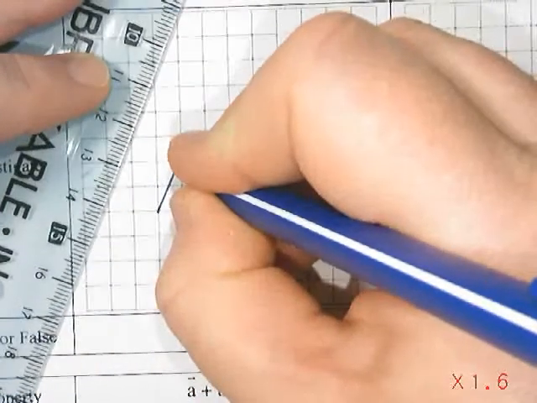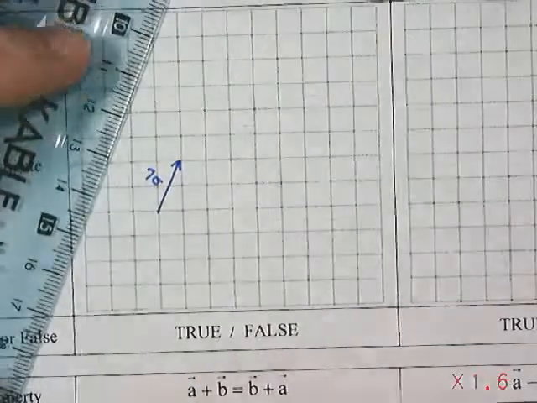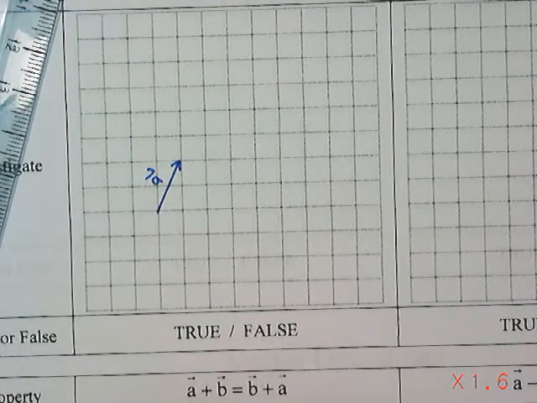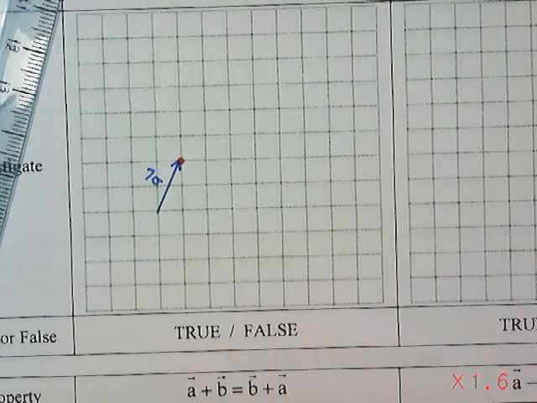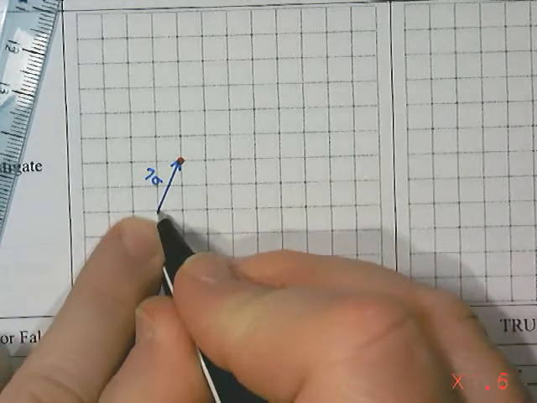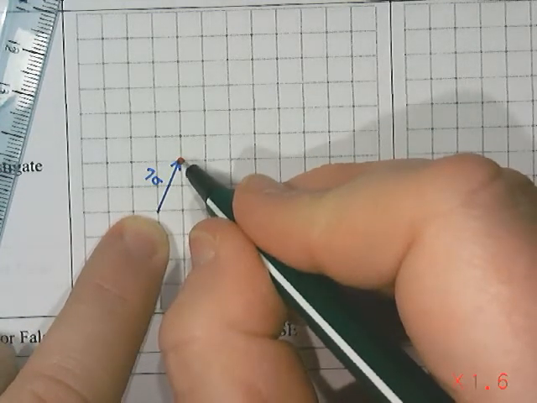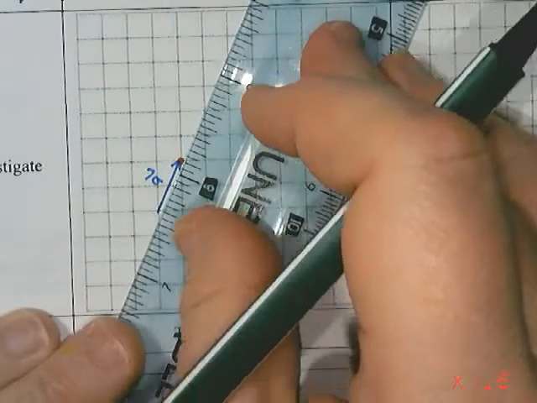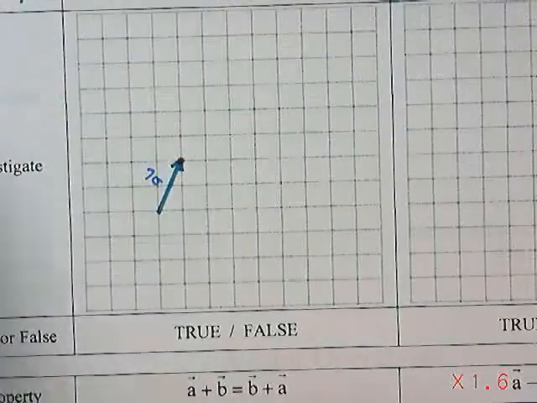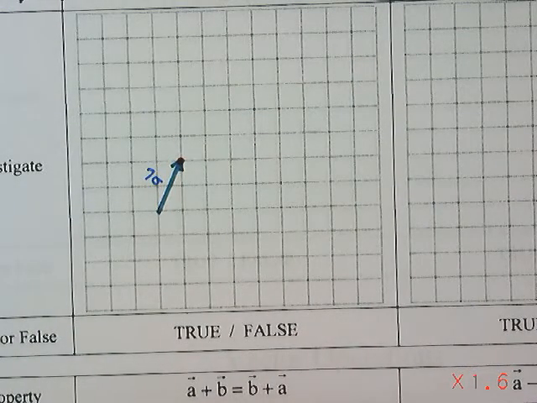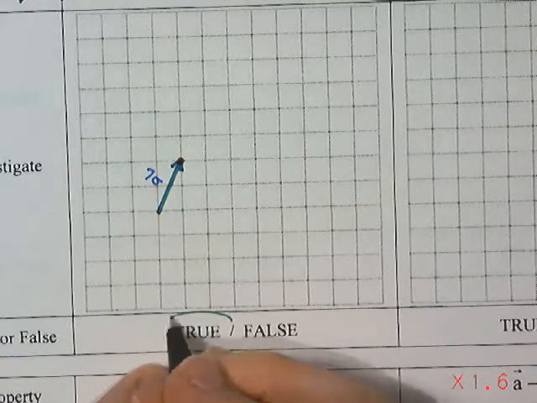There is vector A. And then the 0 vector is just a point. Okay. And then my resultant vector is supposed to go from where we started, so the beginning of A, to where we ended, which is our 0 vector, which is this vector right here. Is that vector the same as vector A? Yes, it looks exactly the same. So I'm going to say this is true.